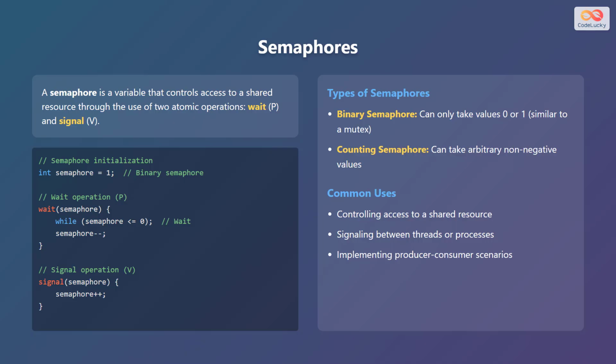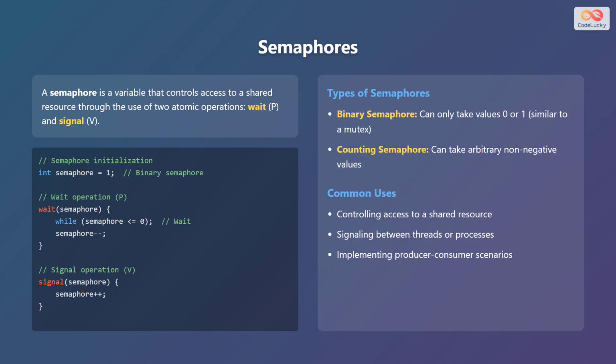The wait operation continuously checks if the semaphore value is less than or equal to 0. If it is, the process waits. Otherwise, it decrements the semaphore value. The signal operation increments the semaphore value, potentially allowing a waiting process to proceed.